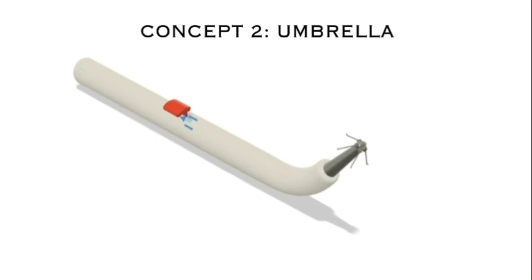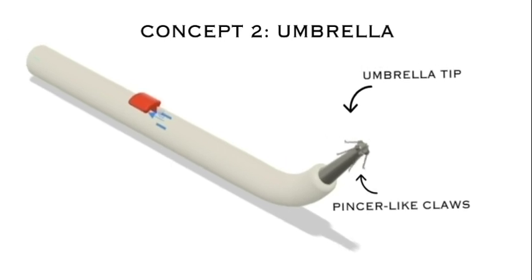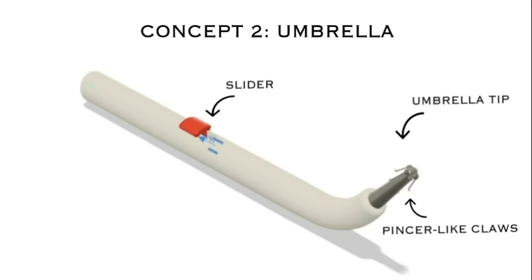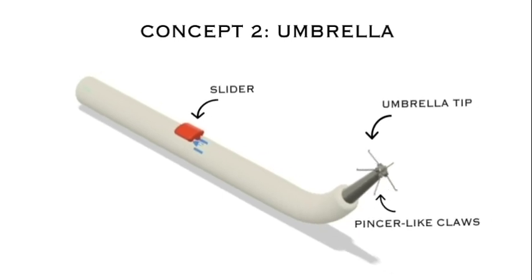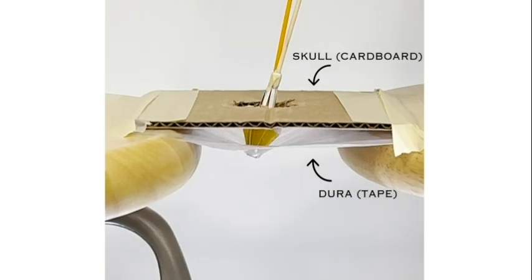Our second concept is a tool with an umbrella-shaped tip that allows for 360-degree elevation of the dura and a pincher-like mechanism to grasp and deliver the graft into the defect. The graft will be placed on the outer side, similar to the fabric of an umbrella. The tool has a slider system to control the opening and closing of the umbrella tip and a button to release the graft material.